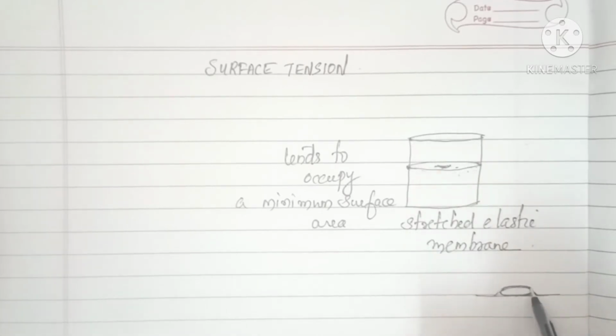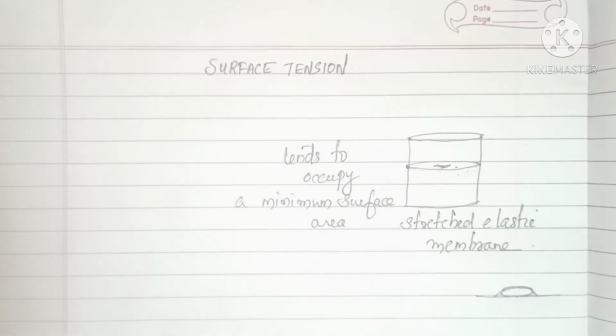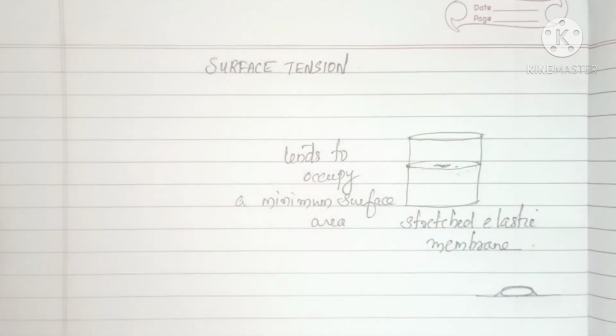So, in order to reduce the minimum surface area, they have to be spherical enough, isn't it? So many examples are there which obey the surface tension. Understood? So, surface tension, how can you define? It is the property of a liquid by which the liquid surface tends to occupy a minimum surface area and they will behave like a stretched elastic membrane. Understood? It will occupy a minimum surface area and behave like a stretched elastic membrane.